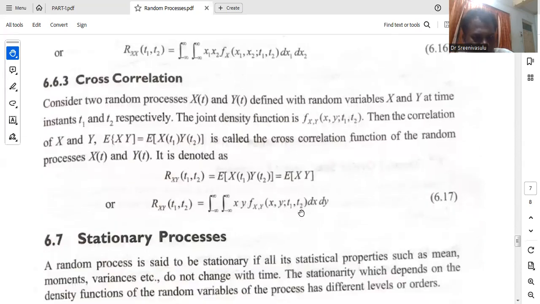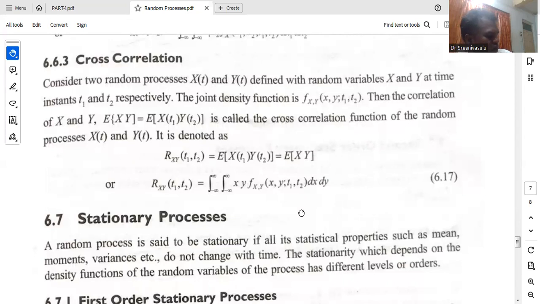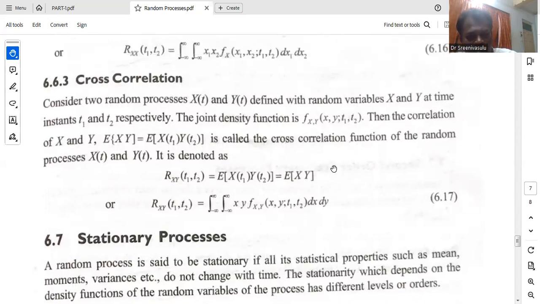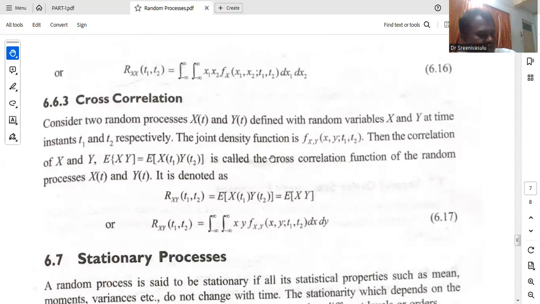Now coming to cross correlation. The difference between autocorrelation and cross correlation is that in cross correlation we consider two different random processes, whereas in autocorrelation there is one random process. That is the only difference. Consider two random processes, x of t and y of t. We can define the random variable for x of t as x, for y of t as y, and the corresponding joint density function is fXY(x, y; t1, t2).